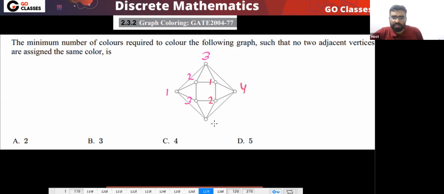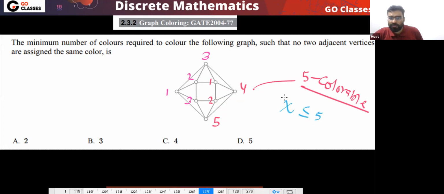Now again I have to use color number 4, and then I can use color number 1. Then I have to use color number 4. And now which color can I use here? Okay, if I do it like this, then I will get 5 colorable. But ask yourself, can you do better? If I do like this, it means the chromatic number is less than or equal to 5.